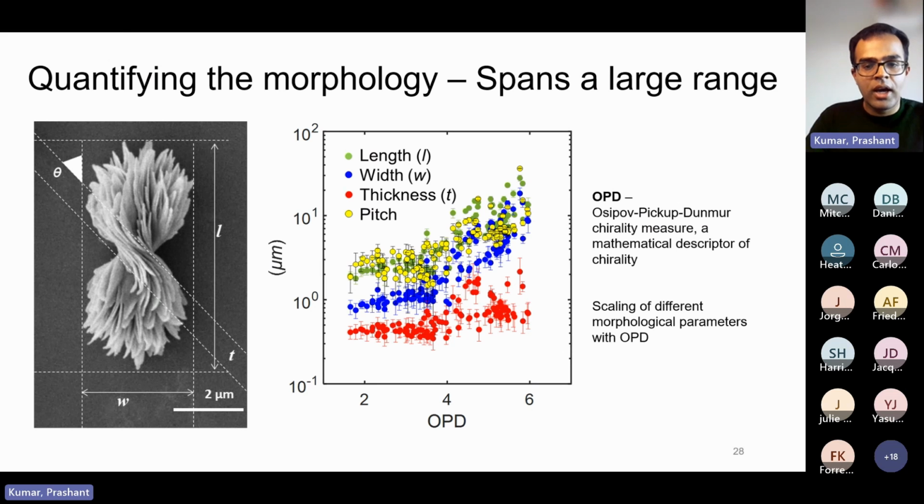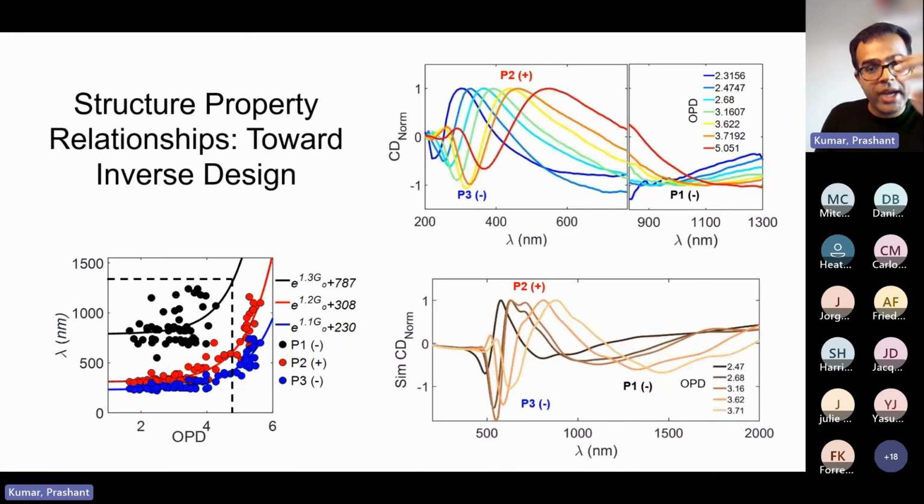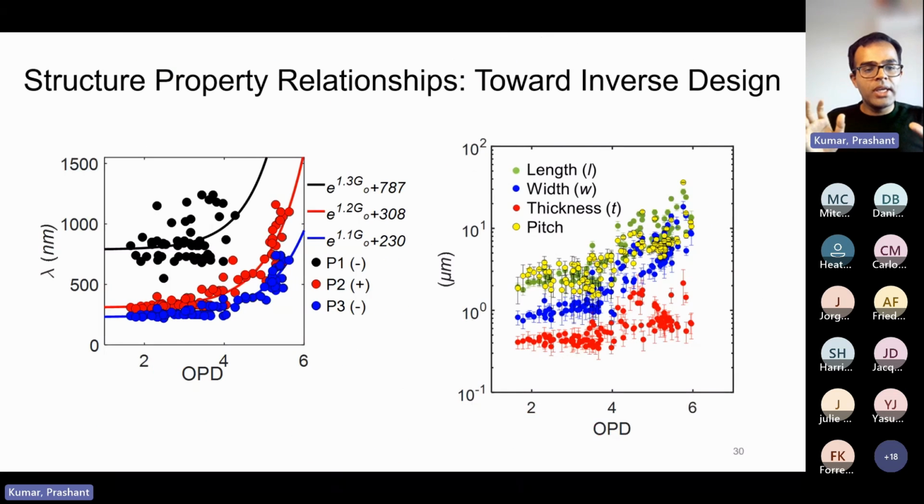This is just for our sake, so that we are able to see this kind of a dependence of length, width, thickness over OPD. Now we do the same thing with the spectra that we had, the P1, P2, P3 peaks, and look at how these peaks scale with the OPD indices of the material. And this was very interesting because we saw this kind of an exponential relationship between the OPD indices and the peaks. Now what this allows us to do is we can now correlate both the spectra, that is the curve on the left, the peaks, with the OPD indices, and we can also correlate the structure with the OPD indices.